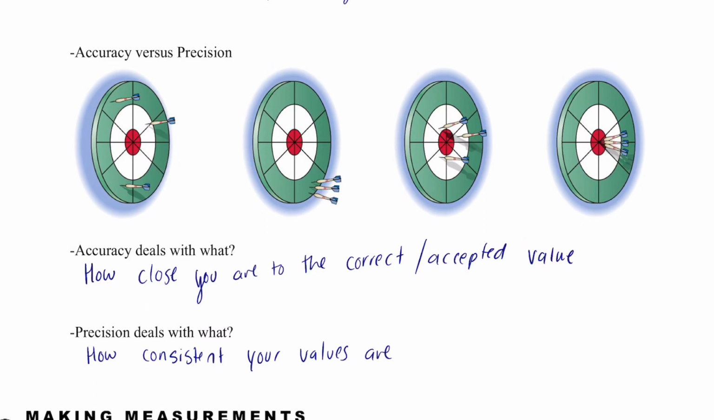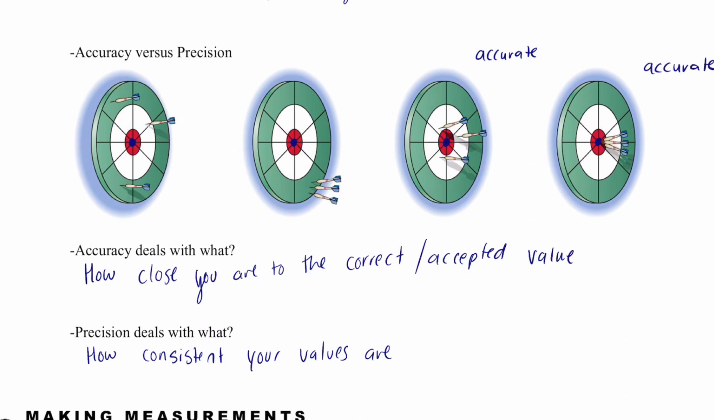Okay, and so if we look at this first dartboard, and we're going to assume that being close to this center is going to be accurate. And so none of these darts are close to the center, so they're not accurate. In the second one, none of them are really close to the center, so they're not accurate. In this third one, they're pretty close to the center, so I guess we'll call that accurate. And then in this last one, we're definitely accurate here.